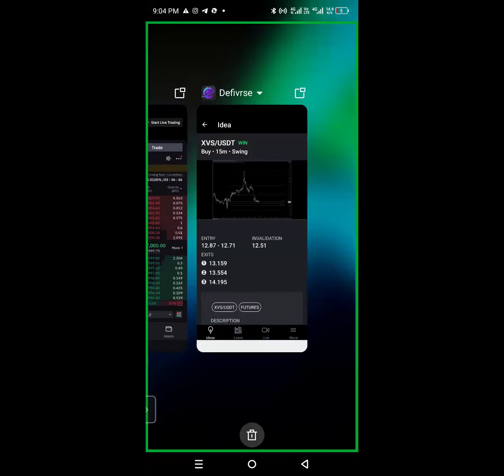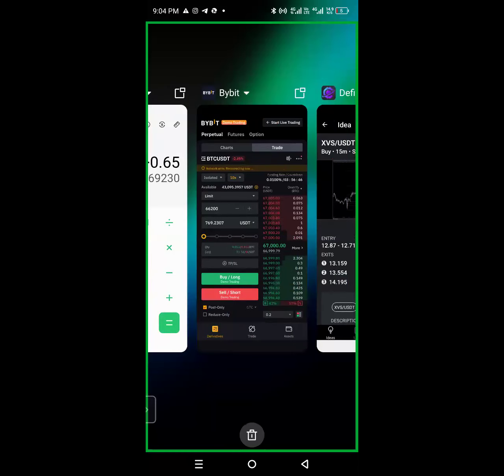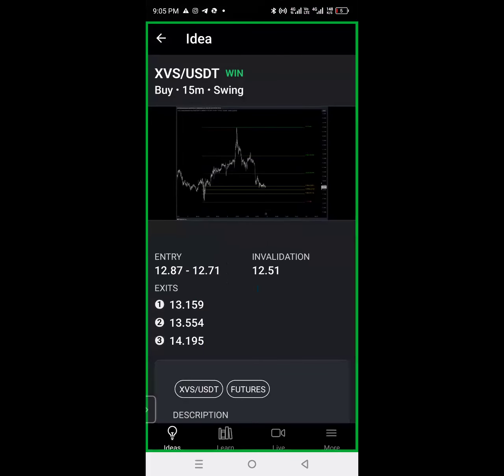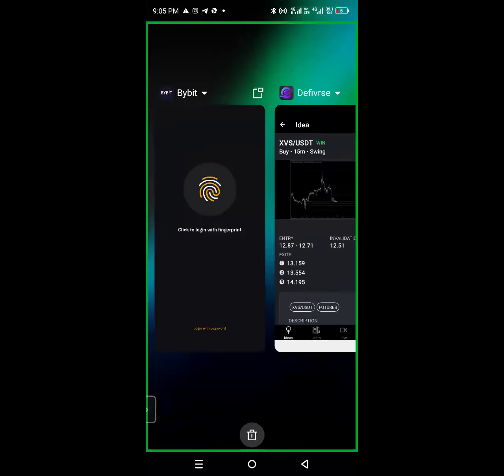Now let me go back to Bybit. Let us assume that for this trade idea, the other one that we checked on BTC, the status was pending, but now on XBS USD it is a win already, right? But let's just pretend as if it is pending. Let's go to Bybit.